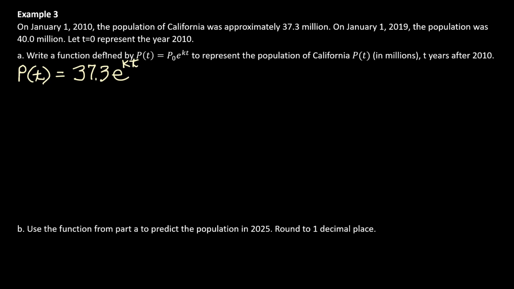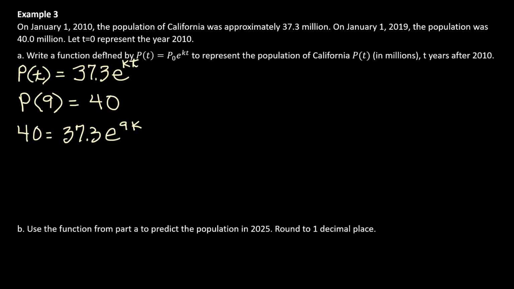And if we fill that in, we can solve for k, and then we'll really have the actual function we need to predict other things. So we need our constant k. We're just going to go ahead and put 40 million in there for P of 9. So 9 years after 2010, 40 million. All right, so that is going to equal 37.3 e to the 9k. And now we just need to divide both sides by 37.3, and that will be e to the 9k.